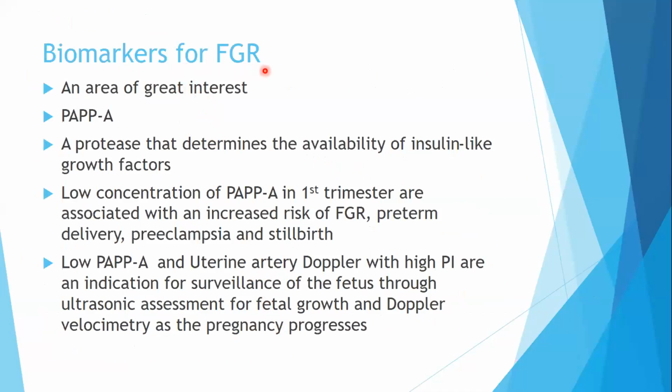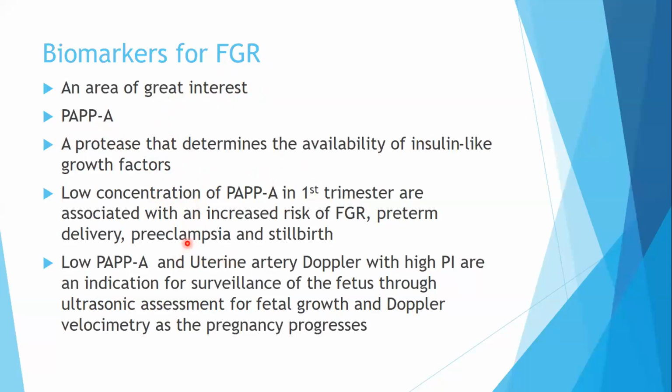And then for biomarkers for fetal growth restriction, it's quite an area of great interest currently, whereby lots of markers have been looked at. But what I want to highlight is mainly PAPP-A, pregnancy-associated plasma protein A. This is a protease that determines the availability of insulin-like growth factors and is released from the placenta, specifically from the syncytiotrophoblastic cells. It has been shown that when the concentrations are low in the first trimester, these are associated with an increased risk of fetal growth restriction, preterm delivery, preeclampsia, and stillbirth.